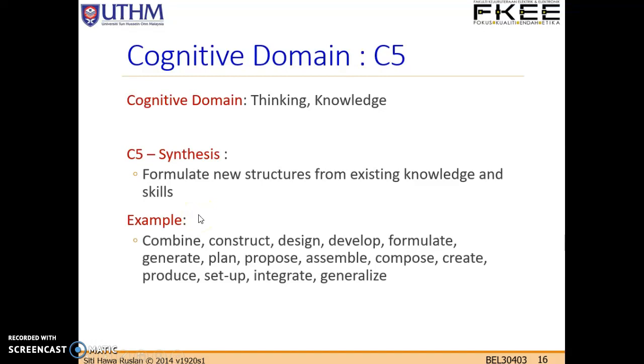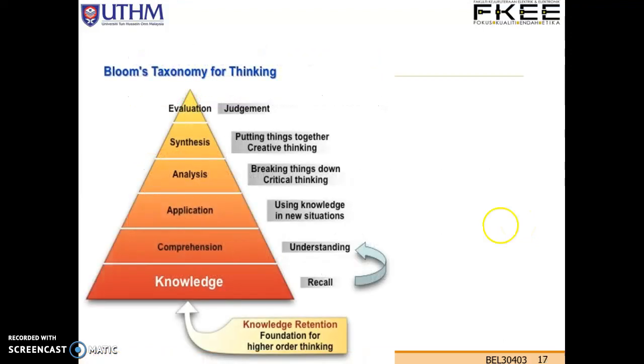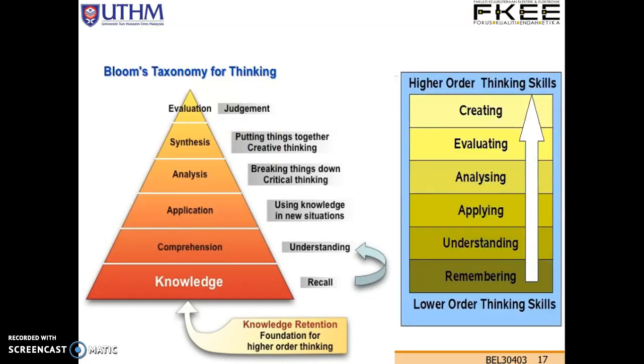So in your test later on, you will see some questions about designing, constructing, and everything, because this is a higher order level. Okay, it is at C5. This is C1, C2, C3, C4, C5. Putting things together, creative thinking. Okay, this is the old Bloom's taxonomy, and this is the new one, evaluating.